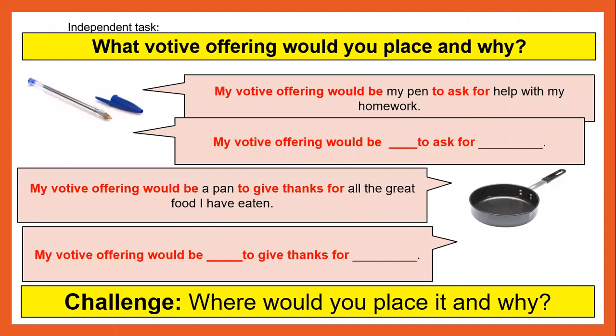Now, what votive offering would you place and why? So, for example, my votive offering would be my pen to ask for help with my homework. Or my votive offering would be a pan to give thanks for all the great food I have eaten. Now, as a challenge, I want you to also think about where would you place it and why. So now pause the video and write your answers in your exercise book before you resume with the slides.